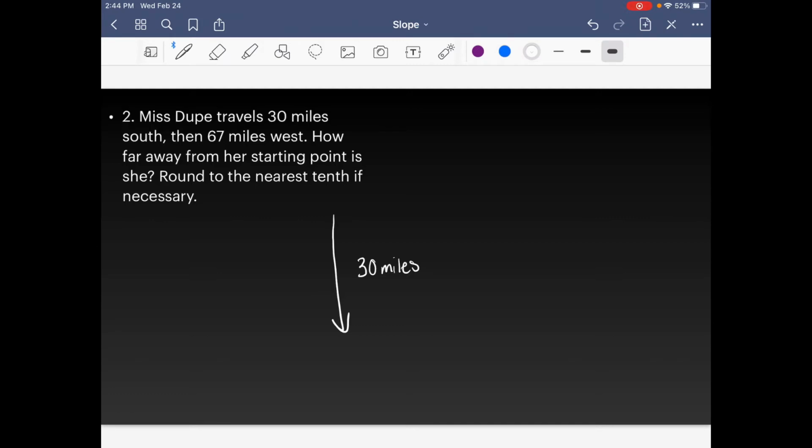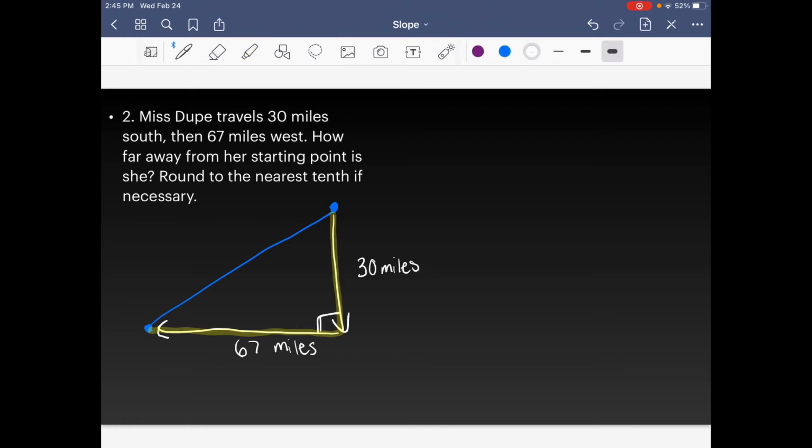So think about, if you're looking at a United States map, west is going to be out towards California. So I went 67 miles that way. It wants to know how far I am from my starting point. So I started all the way up here and I'm here now. Well, my actual distance from my starting point isn't going to be 67 plus 30 because I want to know the straight distance. So we're actually going to be solving for another diagonal here, in which this is where our right angle is, which means that 30 and 67 are going to be the legs of my triangle.